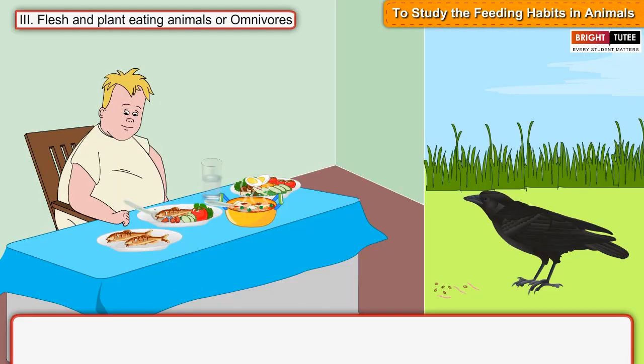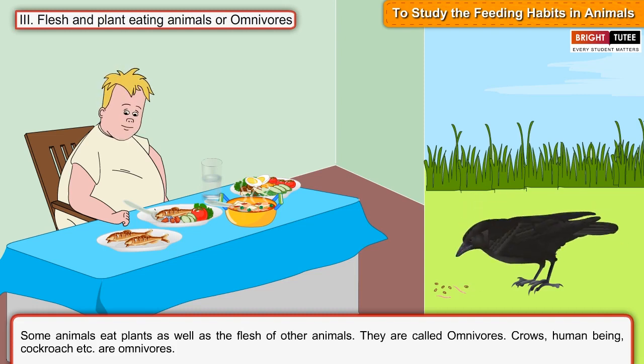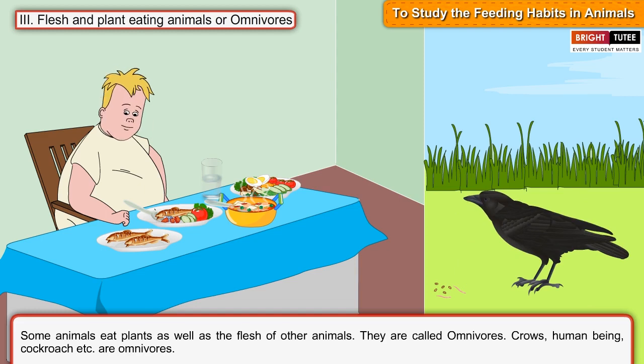3. Flesh and plant-eating animals or omnivores. Some animals eat plants as well as the flesh of other animals. They are called omnivores. Crows, human being, cockroach, etc. are omnivores.